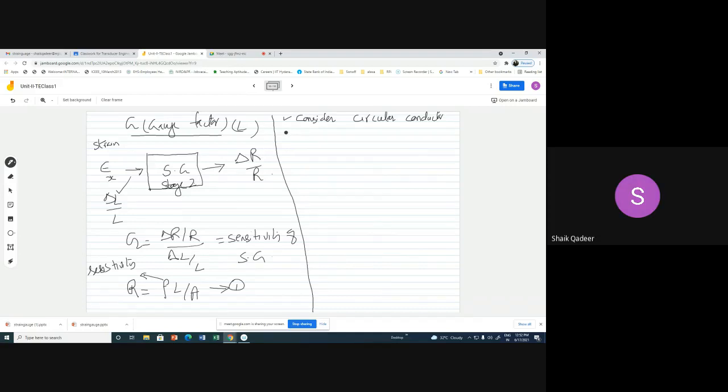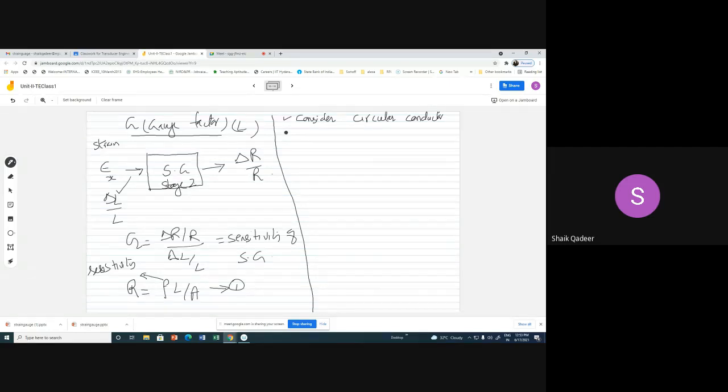Next point. If a uniform stress is applied, then the length of the material and its resistance get changed.